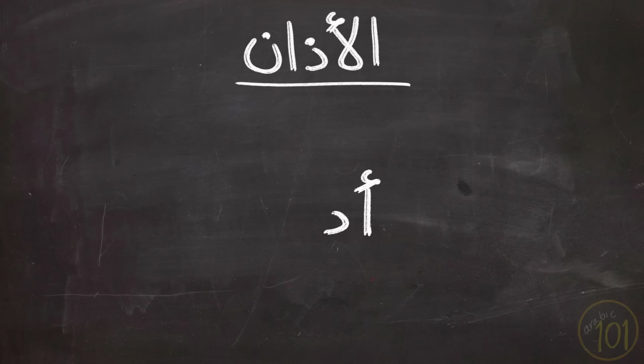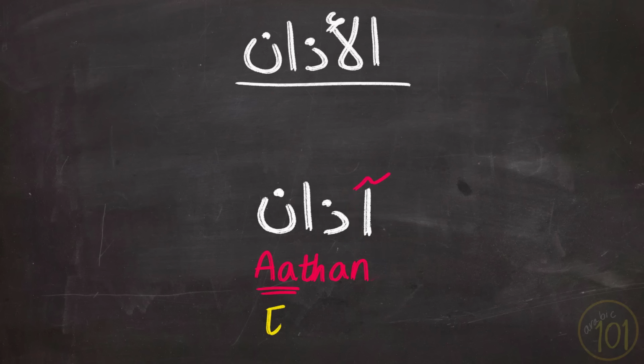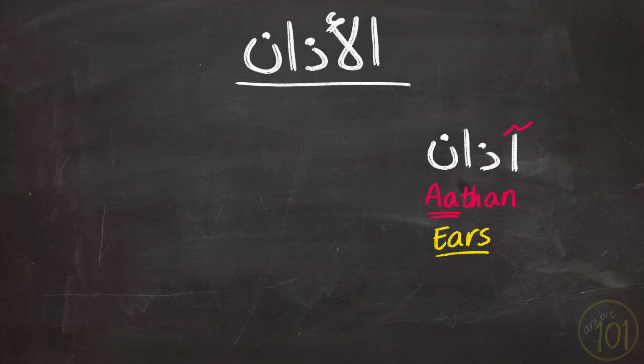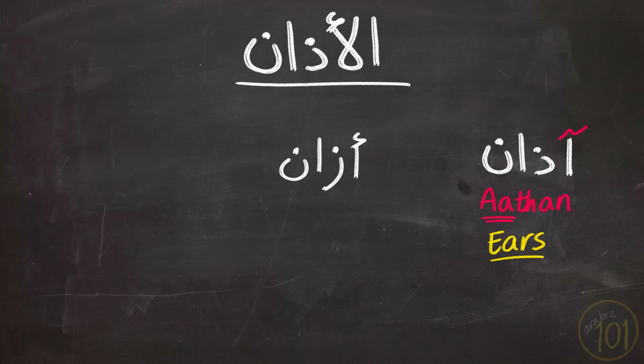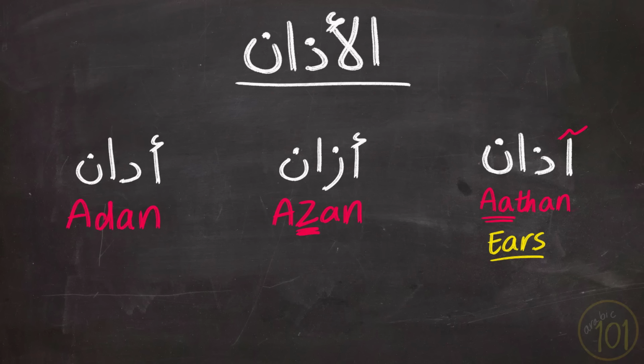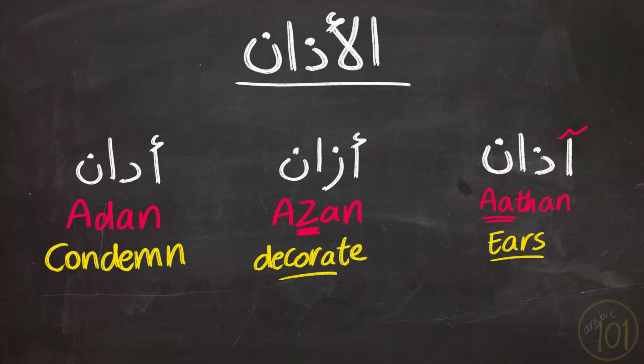Adhan starts with hamza, so there is no alif here or med whatsoever. The mistake is that some people say adhan while adding alif after the hamza, and this is a mistake because adhan means ears, not call to prayer. Other variations of the mistake are azan with za or adan with da, which are both incorrect forms of the word because azan means to decorate and adan means to condemn.